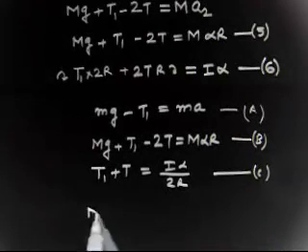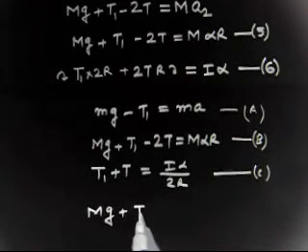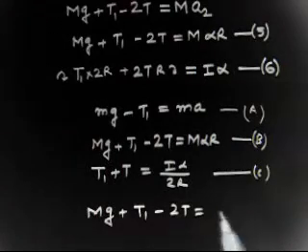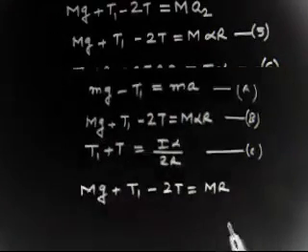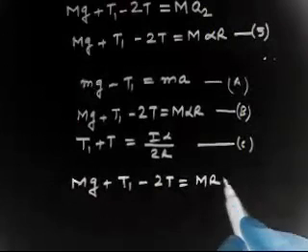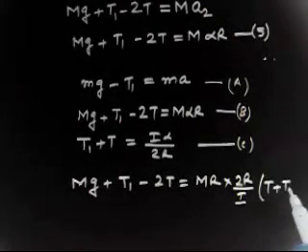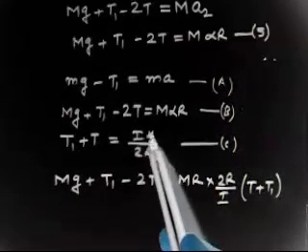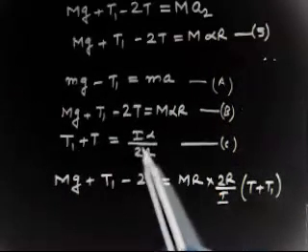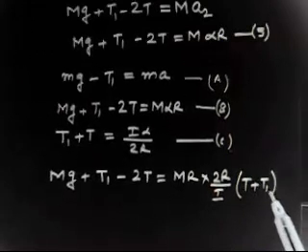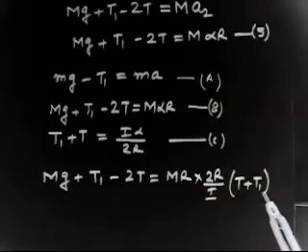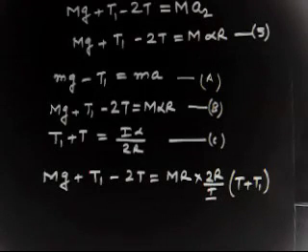So from here I plug the value of alpha. So what we will have: mg plus T1 minus 2T is equal to mr, and what is alpha? Alpha is 2r by I, T plus T1. So what I am doing is finding alpha from here and putting it in this equation. So this equation I will have. Still I have to solve for... no need. Basically I will not get the a from here.